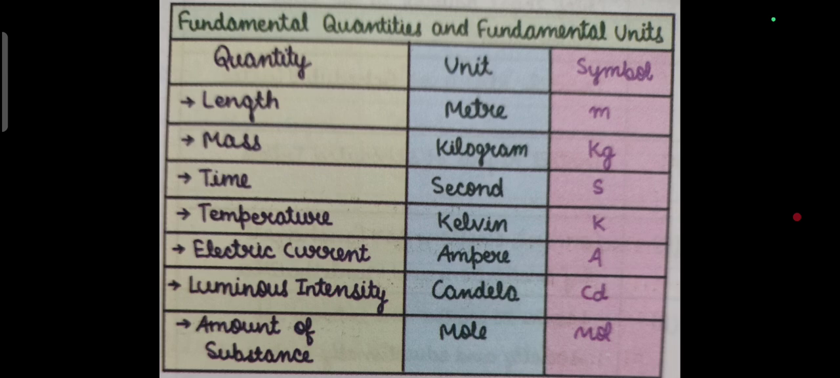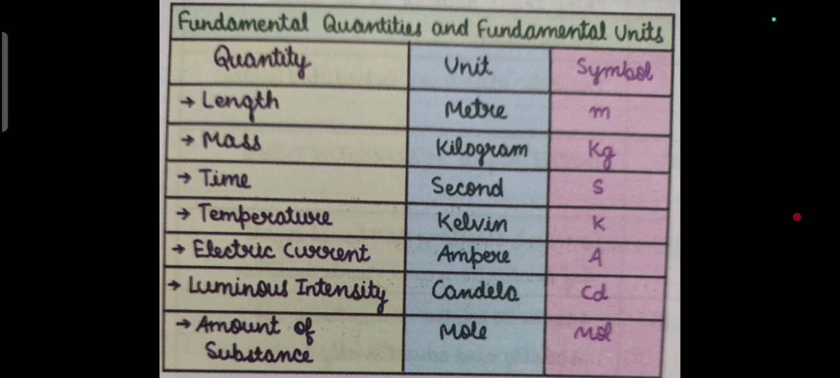Length has SI unit meter with symbol m. Mass has SI unit kilogram with symbol kg. Time has SI unit second with symbol small s. Electric current is represented by unit ampere with symbol capital A.